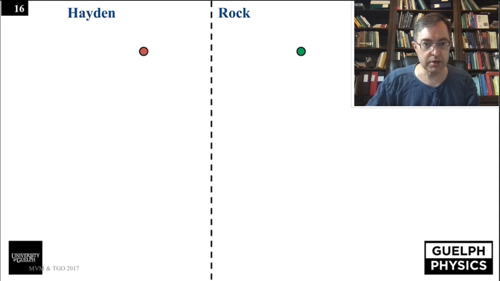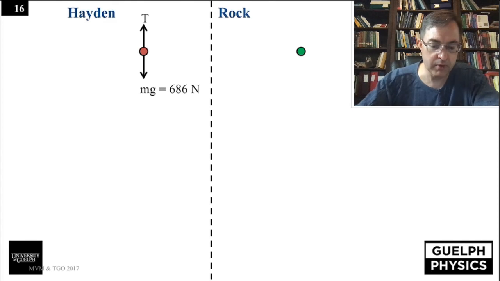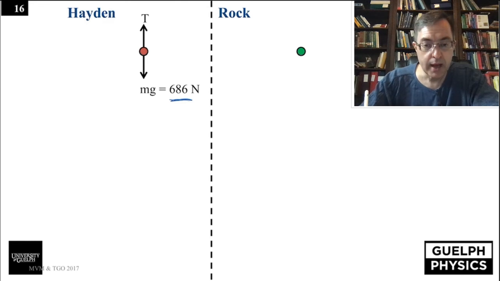For Hayden Christensen, there are two forces acting on him. Gravity acts downwards. His mass is 70 kilograms, so mg in this case is 686 newtons. And then the rope exerts a tension on Hayden Christensen, a T force upwards.